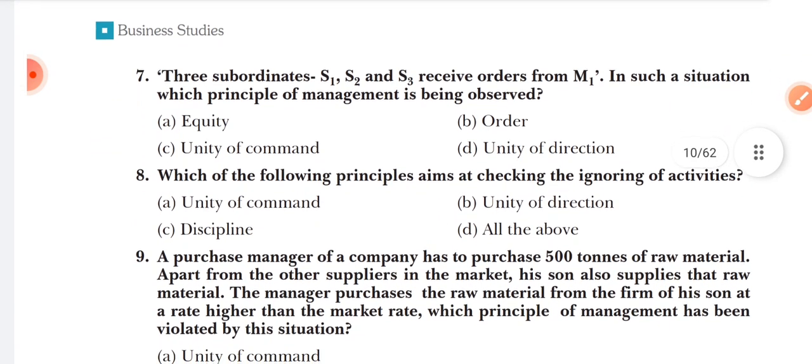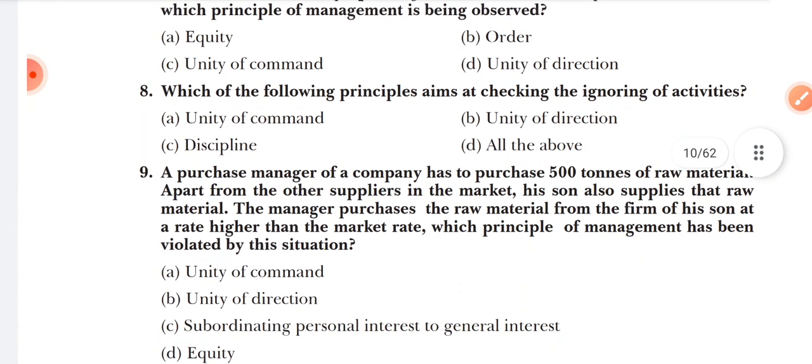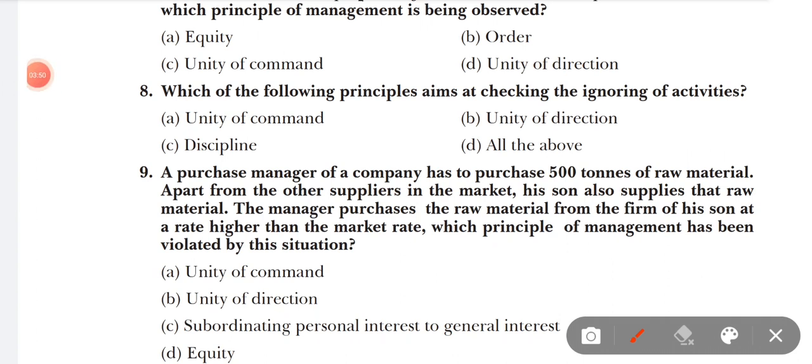Question 9. A purchase manager of a company has to purchase 500 tons of raw material apart from the other suppliers in the market. His son also supplies that raw material. The manager purchases the raw material from the firm of his son at a rate higher than the market rate. Which principle of management has been violated by this situation? And the correct answer of this question is option C, subordinating personal interest to general interest.